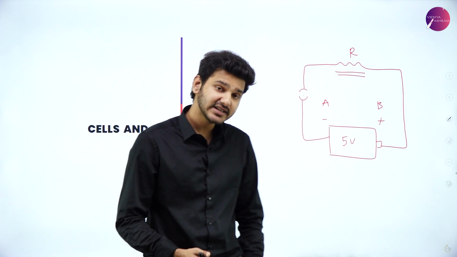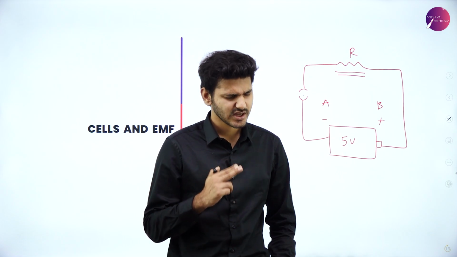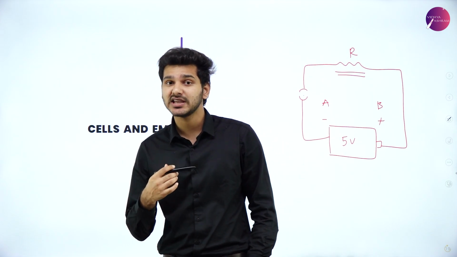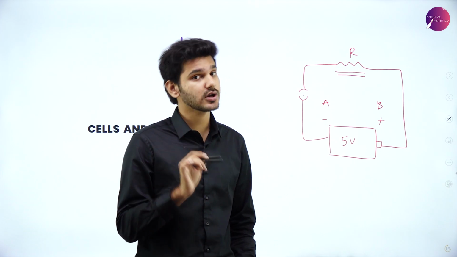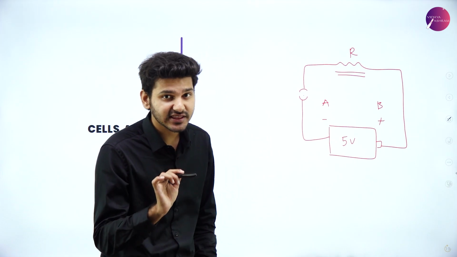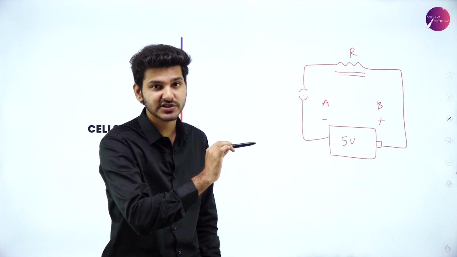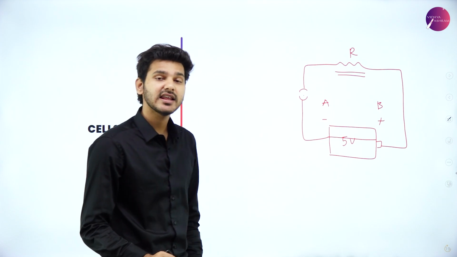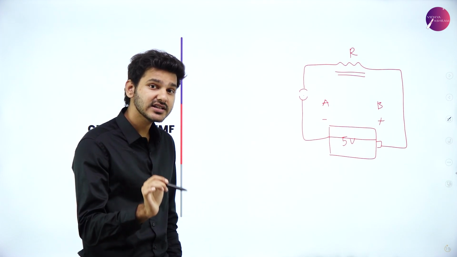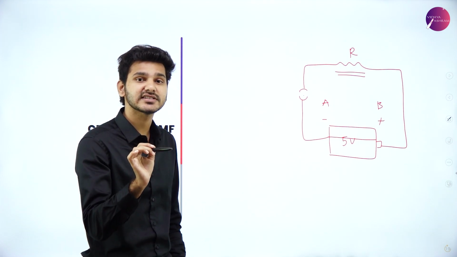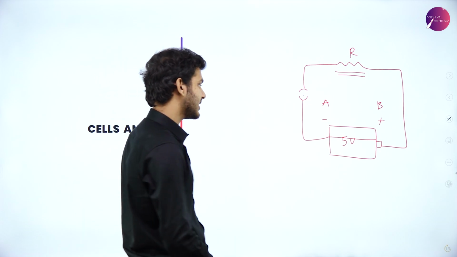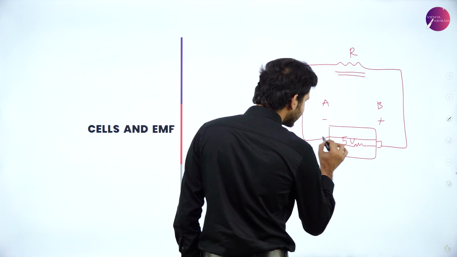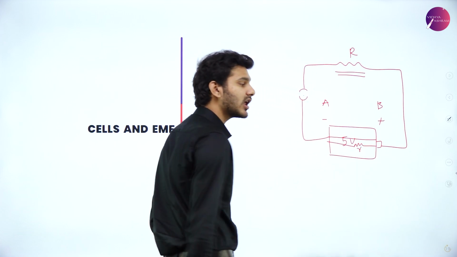So scientists actually investigated this and found out that even inside the battery, when the circuit is switched on or when the circuit is complete, there is still a small amount of resistance occurring inside the battery. That is, inside the battery there is a small resistance, that is small r.